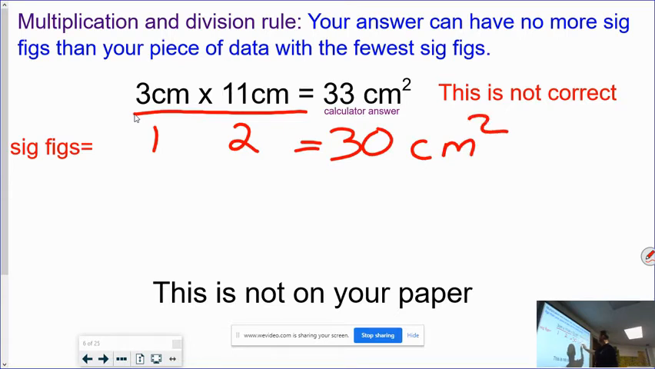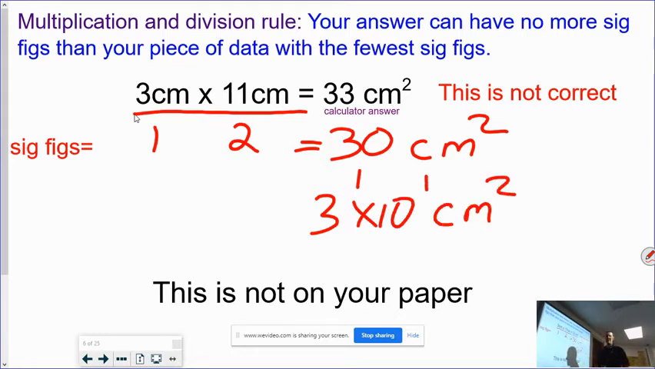And if we were counting significant digits, this would only have 1 significant digit in it. So it's not exactly 33, but with rounding, and going to the correct number of significant digits, 30 is about as close as we can get. Or we could have 3 times 10 to the 1st centimeter squared. Both of those numbers are the exact same number, and they both have one significant digit in them.